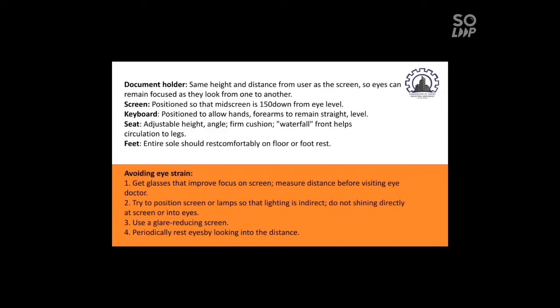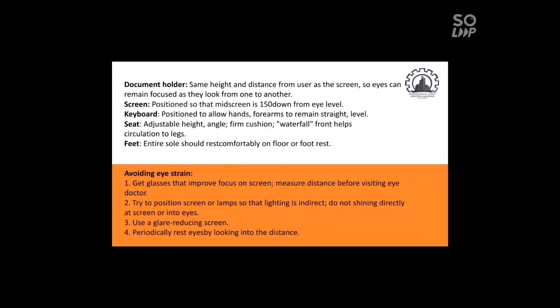Document holder. Same height and distance from the user as the screen, so eyes can remain focused as they look from one to another. Screen. Position so that mid-screen is 15 degrees down from eye level. Keyboard. Position to allow hands and forearms to remain straight and level. Seat. Adjustable height, angle, firm cushion, waterfall front helps circulation to legs. Feet. Entire sole should rest comfortably on floor or footrest.